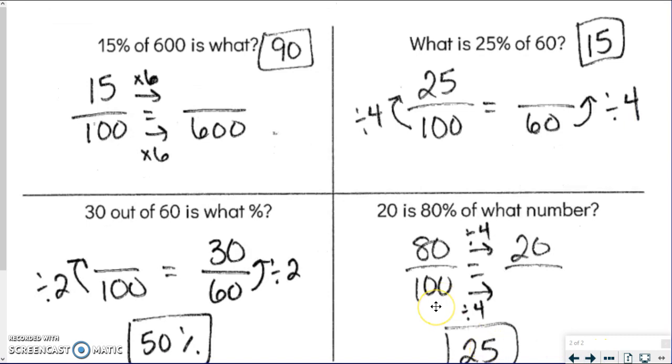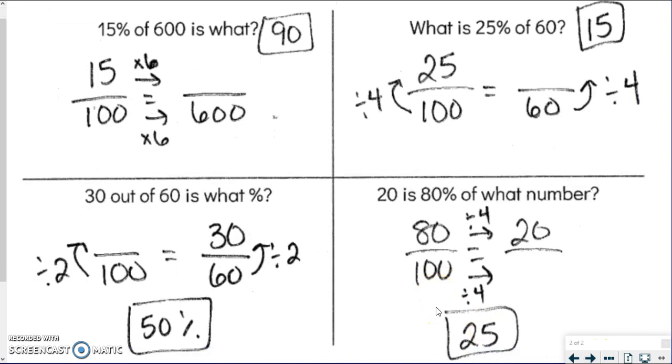Alright, I hope you paused your video. I'm going to talk briefly through each problem. If you need to go back and take a closer look at the notes, feel free to rewind. But this first one was 15%, so right away I put it over 100 because I know percents are always over 100. It said of 600, so I put 600 on the bottom because of goes on the bottom, and is what we're looking for. So I went across. 100 times 6 gives me 600, 15 times 6 gives me 90.